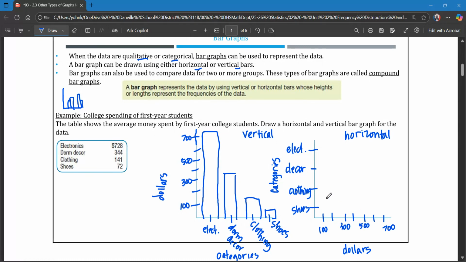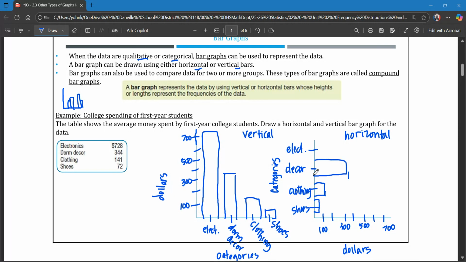And now your bars are going to go side to side. So shoes is 72, so that one's going to be like that. Clothing is 141, which is going to be about here. And then dorm decor, 344, is going to be about here.